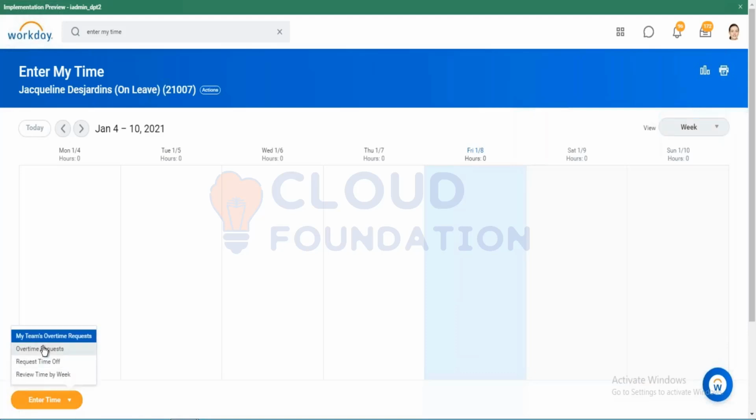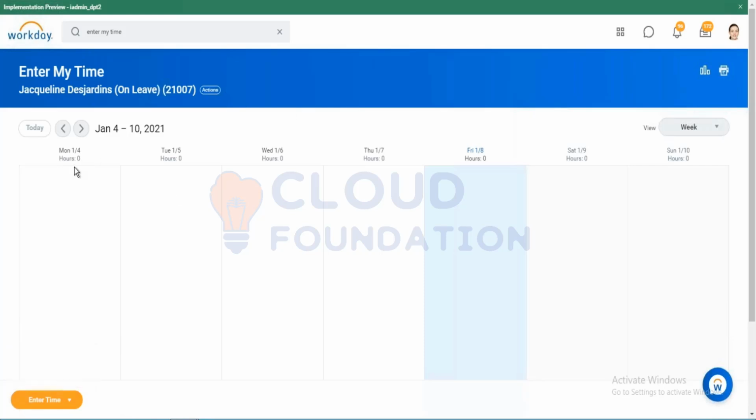Here you see a few things over here, such as My Team's, Request Time Off, Review Time by Week. These are specific functions which get configured under the time entry template, which is seeing the overtime request, seeing the time off, and reviewing the time by week.